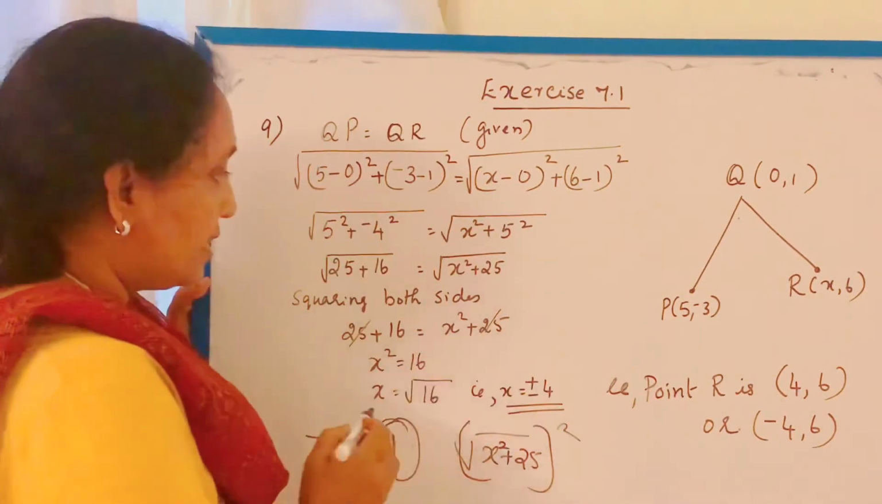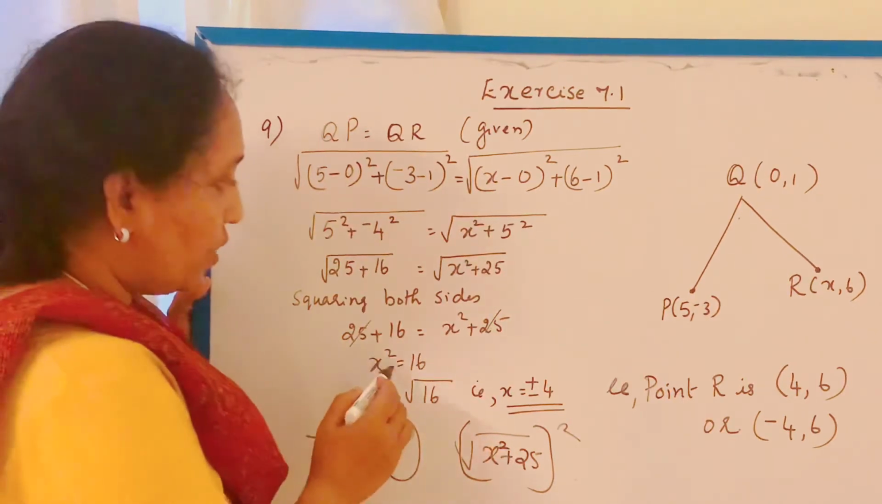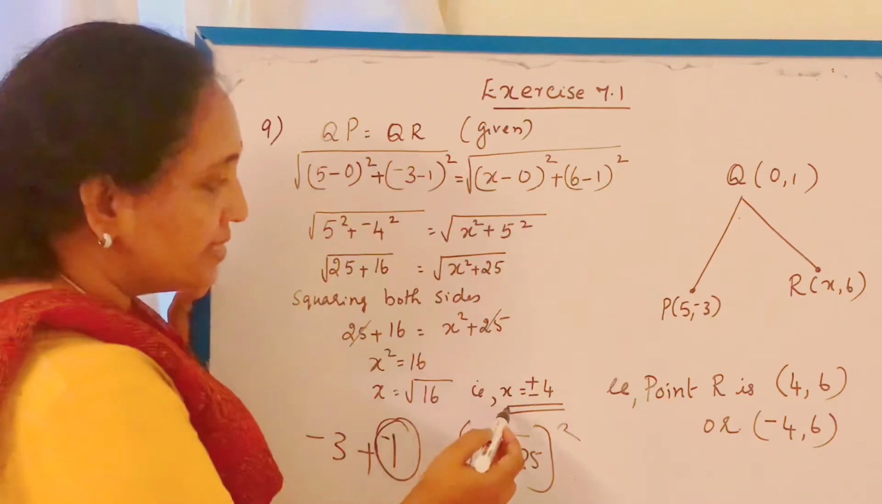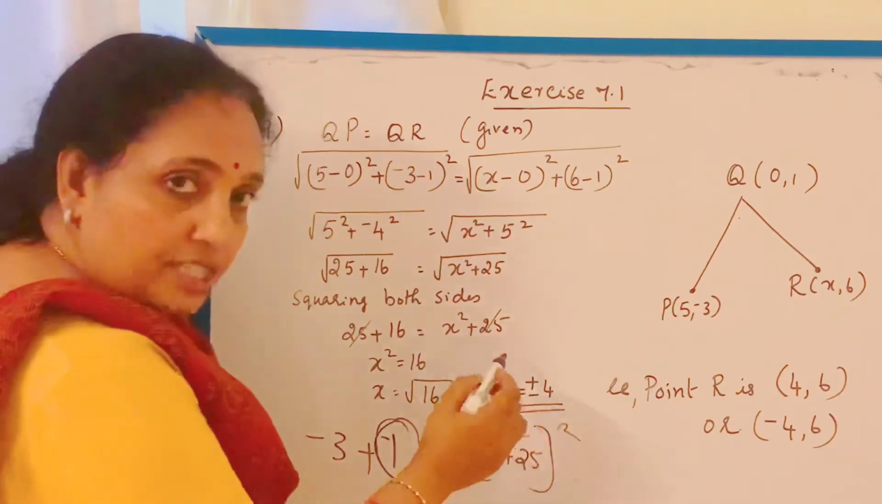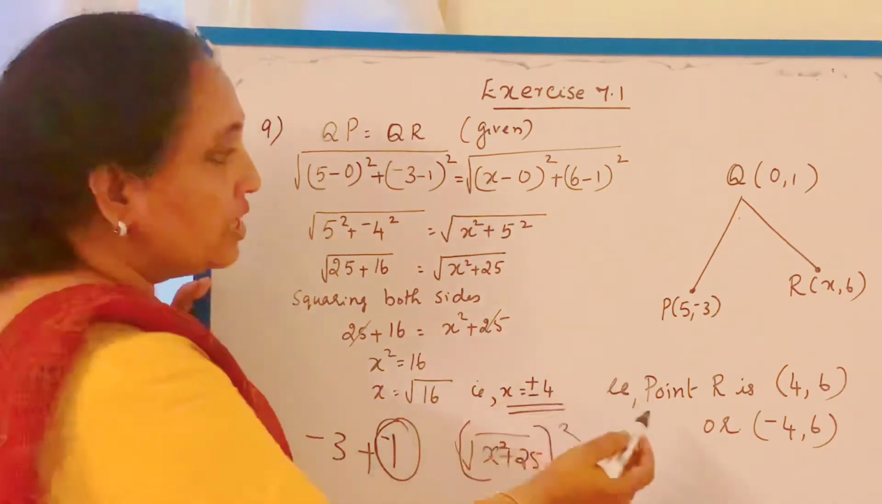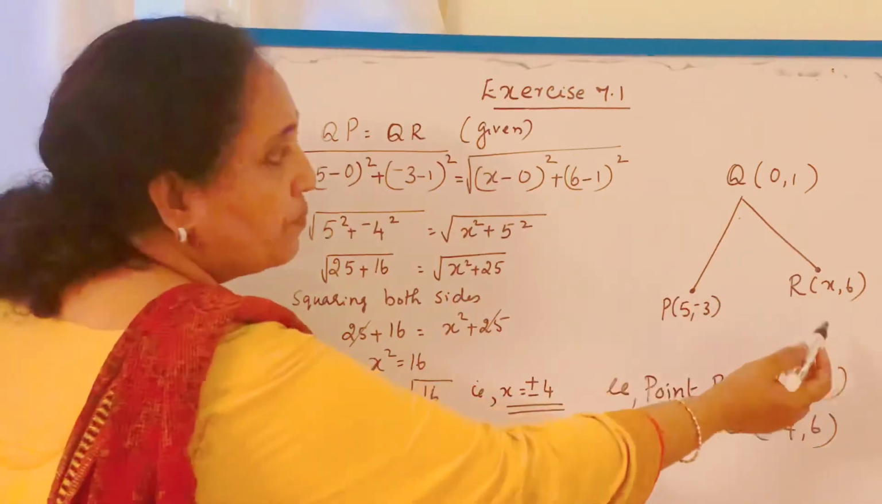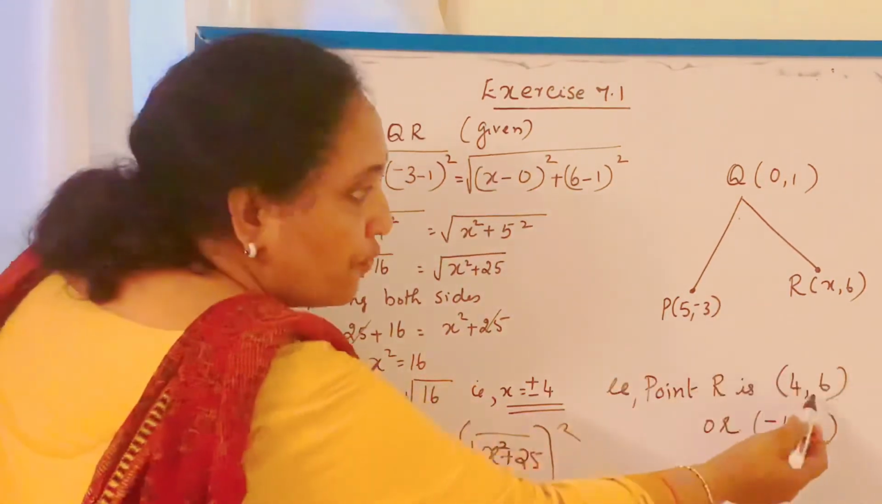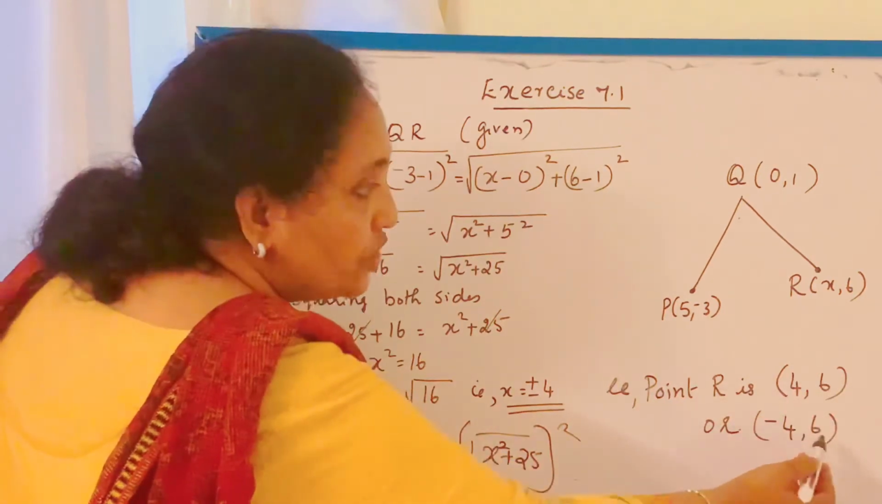So cancel these two 25s. Then x square is equal to 16. That means x is equal to root 16. X is equal to plus root of 16 is plus 4 or negative 4. So the value of x is plus 4 or negative 4. That means the point R is 4, 6 or negative 4, 6.